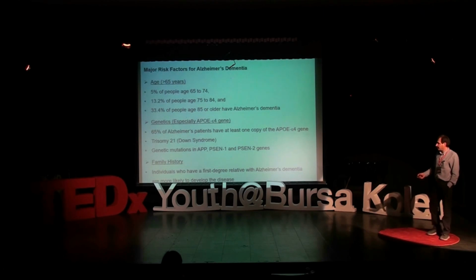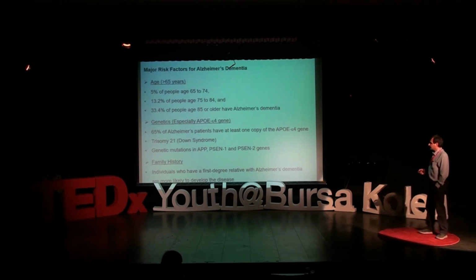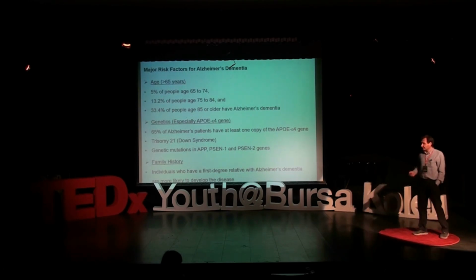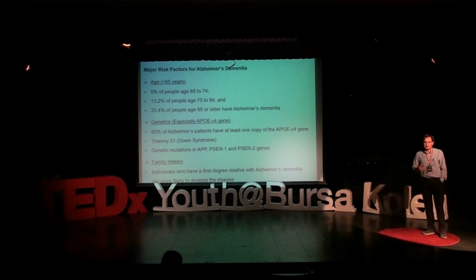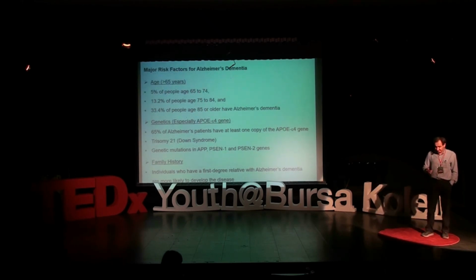Also the mutations in amyloid precursor protein, presenilin-1 and presenilin-2 genes are important risk factors. Finally, family history is also a risk factor. Individuals who have a first-degree relative with Alzheimer's dementia are more likely to develop the disease.